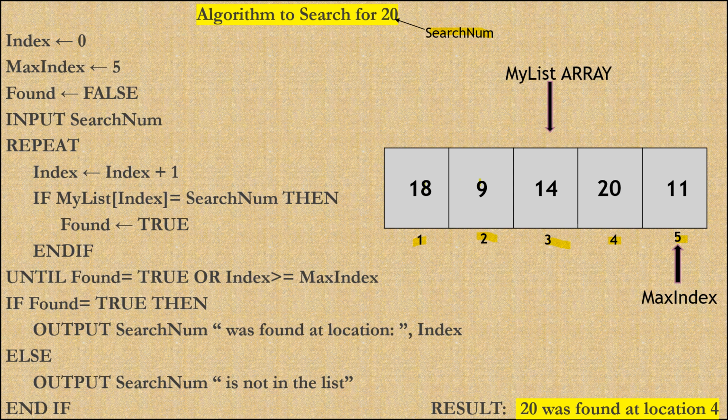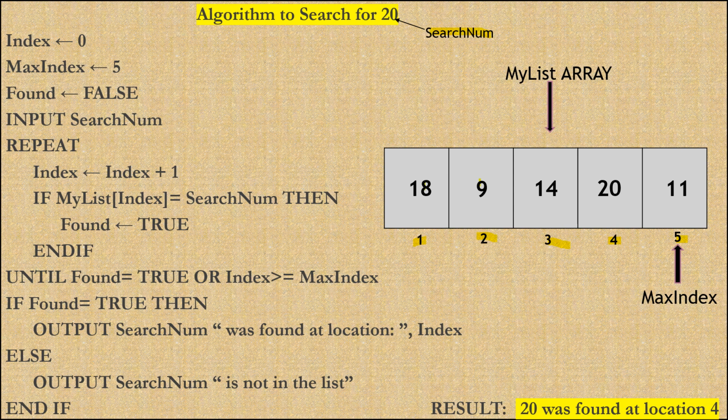So if we go to location 4, what's in there? It's the value 20. So if 20 is equal to 20, is 20 equal to 20? Obviously, yes, it is. So if 20 is equal to 20, then found is equal to true. Remember, our found was initialized as false. So now, because 20 is equal to 20, we have found the item. So found is equal to true. And until found is equal to true, is found equal to true? Yes, all along it was equal to false, but now it's equal to true.